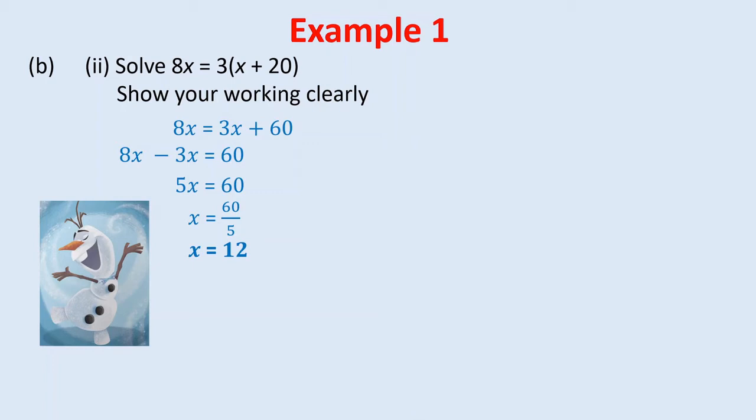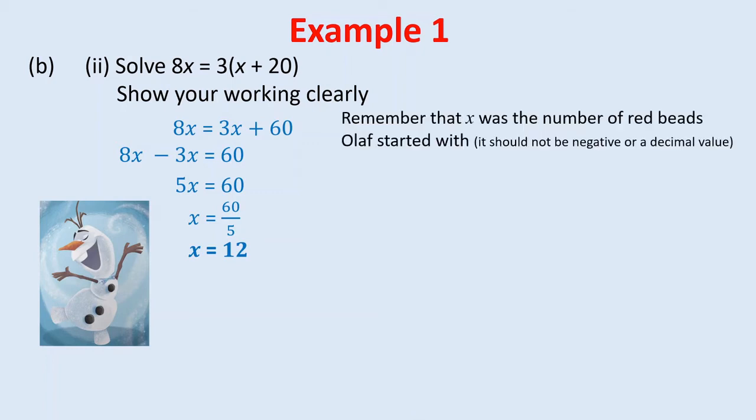And yes, Olaf, we've come to the end of the question, and I know you're ready to celebrate, but let's have a think about this answer. What is x? Remember, x was the number of red beads that Olaf started with. So it shouldn't be a negative or a decimal value, which it's not. So yes, it does make sense for it to be 12.